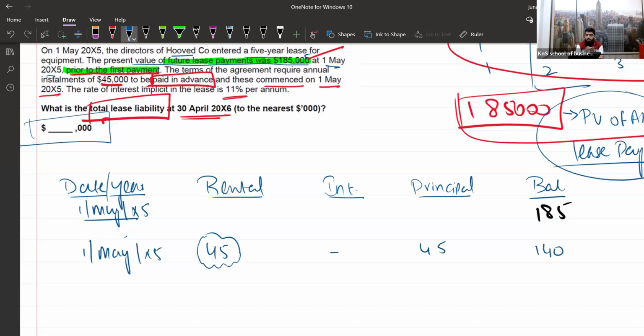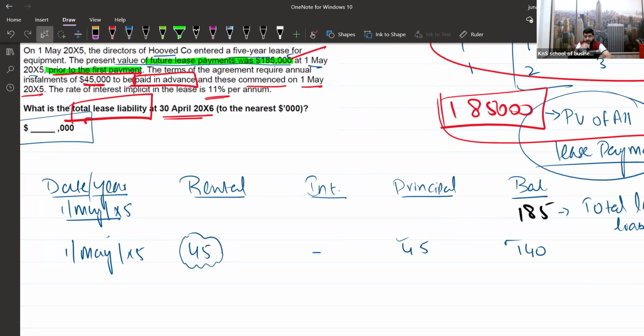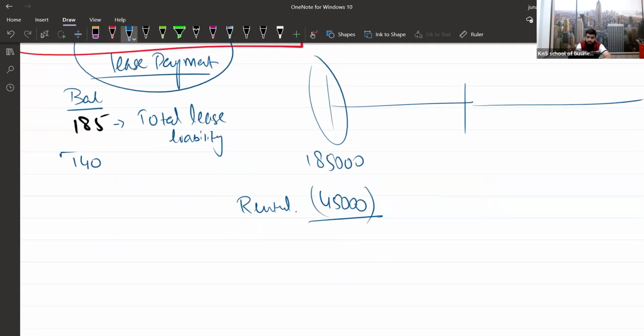Let me repeat the situation. 1,85,000 is the total lease liability, and out of this total lease liability, 45,000, the principal amount, was paid, and the remaining lease liability was 1,40,000. This is at the inception of the lease, that is on 1st May 2005. Because on the first day, 1st May 2005, 1,85,000 was the liability, out of which 45,000 is paid. So the remaining lease liability is 1,40,000 on 1st May 2005.